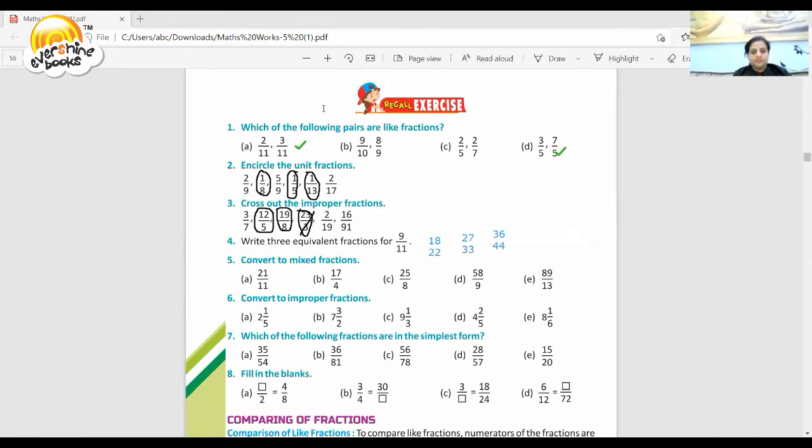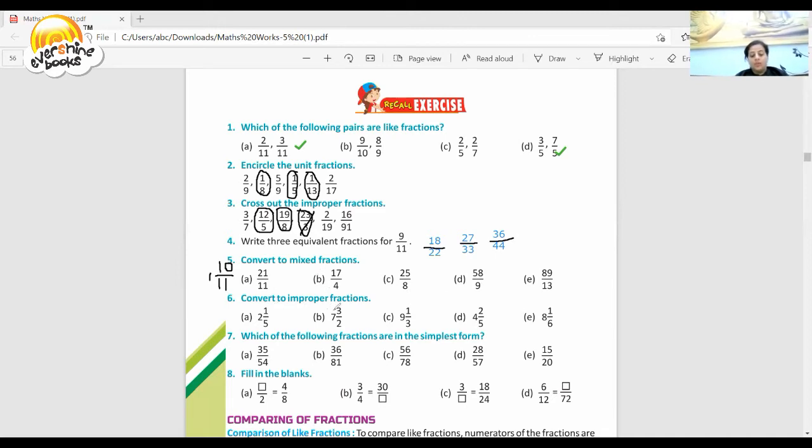Just make a fraction sign also. Here make one fraction sign like this. 18 upon 22, 27 upon 33, 36 upon 44. These are equivalent fractions. Now convert to a mixed fraction. You have to divide. 11 ones are 11, so 11 will come here as the whole number. And what will be the remainder? When you subtract 11 from 21, you get 10. So this is the mixed fraction. Likewise, you have to do all the sums.